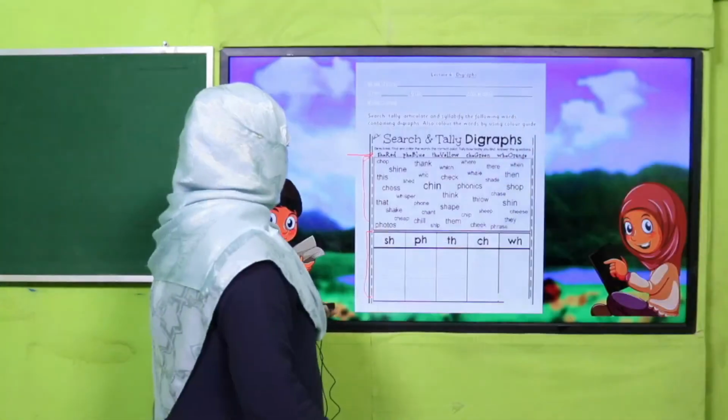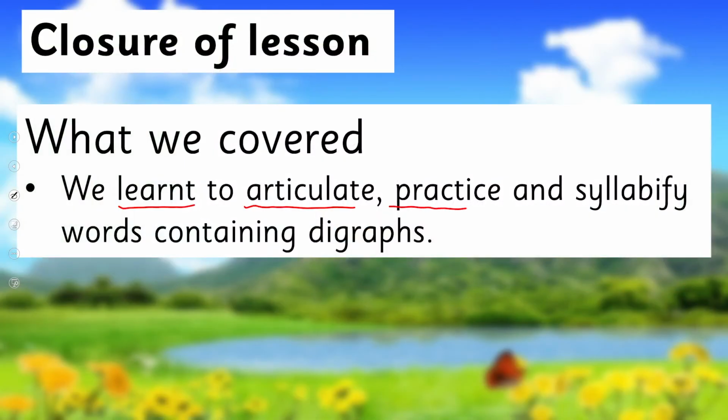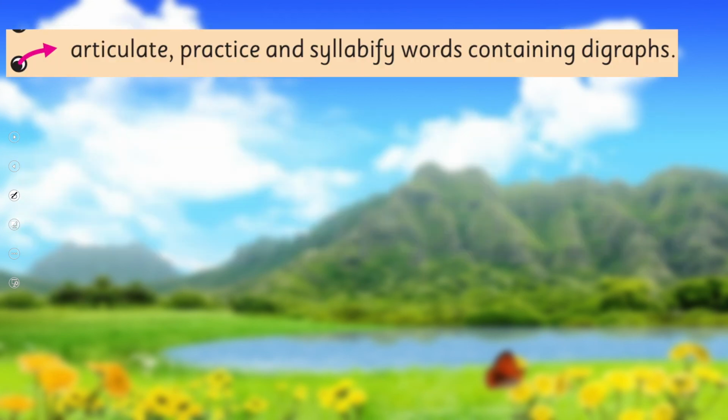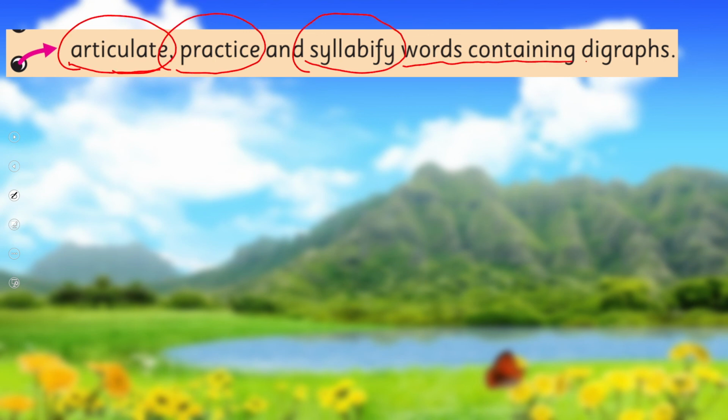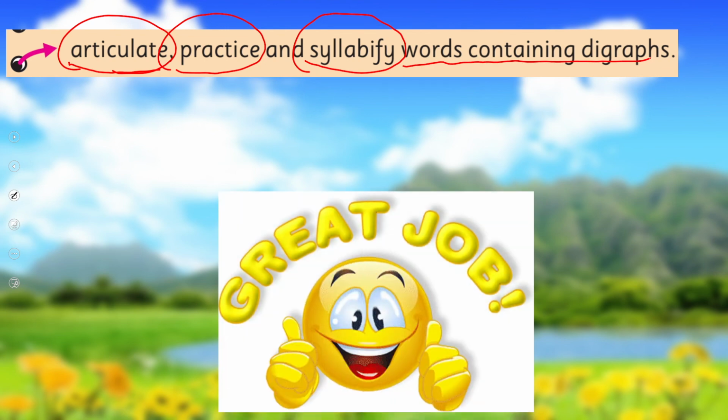as well. So what we have learned today, we learned to articulate, practice and syllabify words containing digraphs. So in this way we achieved our SLO to articulate, practice and syllabify words containing digraphs. Are we done with it? Yes. So that's it for today.